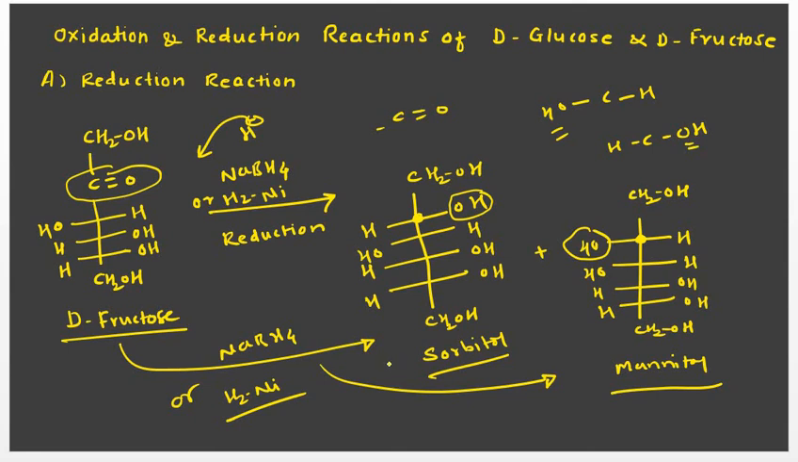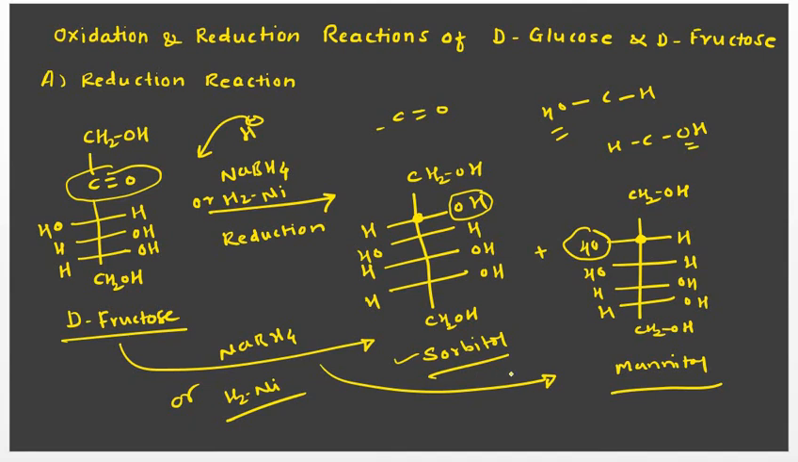Once again I will revise. D-glucose on reduction with sodium borohydride gives only sorbitol, okay, and D-fructose on reduction with sodium borohydride or hydrogen on the surface of nickel gives two isomeric alditols. One is sorbitol and another one is mannitol.